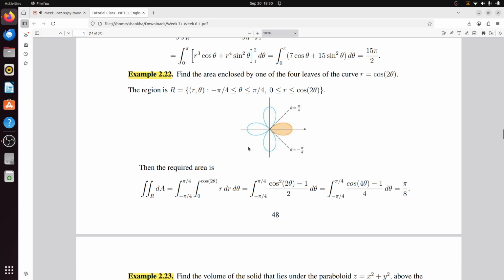So you just need to multiply to entirely determine the area. So the integral of r dA, theta from minus pi by 4 to pi by 4, r from 0 to cos 2 theta, r dr d theta, which is the integral from minus pi by 4 to pi by 4 of cos square 2 theta by 2 d theta, equal to pi by 8. So this will be your answer.